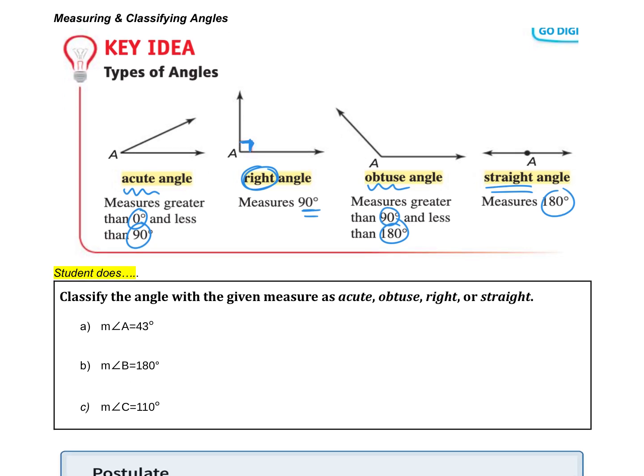So we are going to do these 3 real quick. We are just classifying. So acute is 0 to 90. Right is 90. Obtuse is 90 to 180. And straight is 180. So if I say angle A is 43 degrees, Charlie, what kind of angle would that be? Your options are acute, right, obtuse, or straight. Acute. Acute, great, thank you.